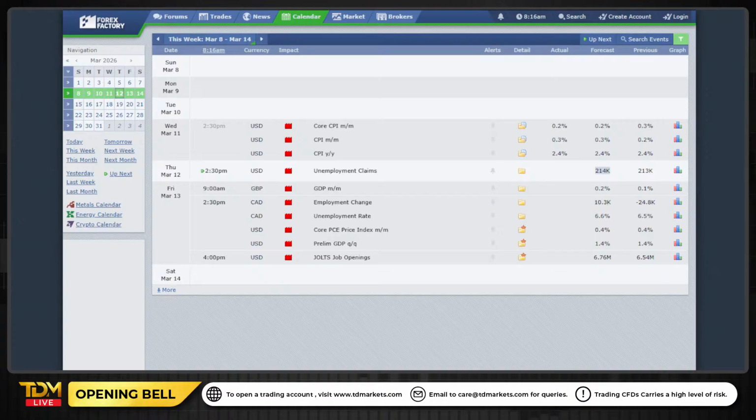So, ladies and gentlemen, just a quick synopsis. And yeah, good luck on the report if you're trading it. And we'll catch you guys again next time.